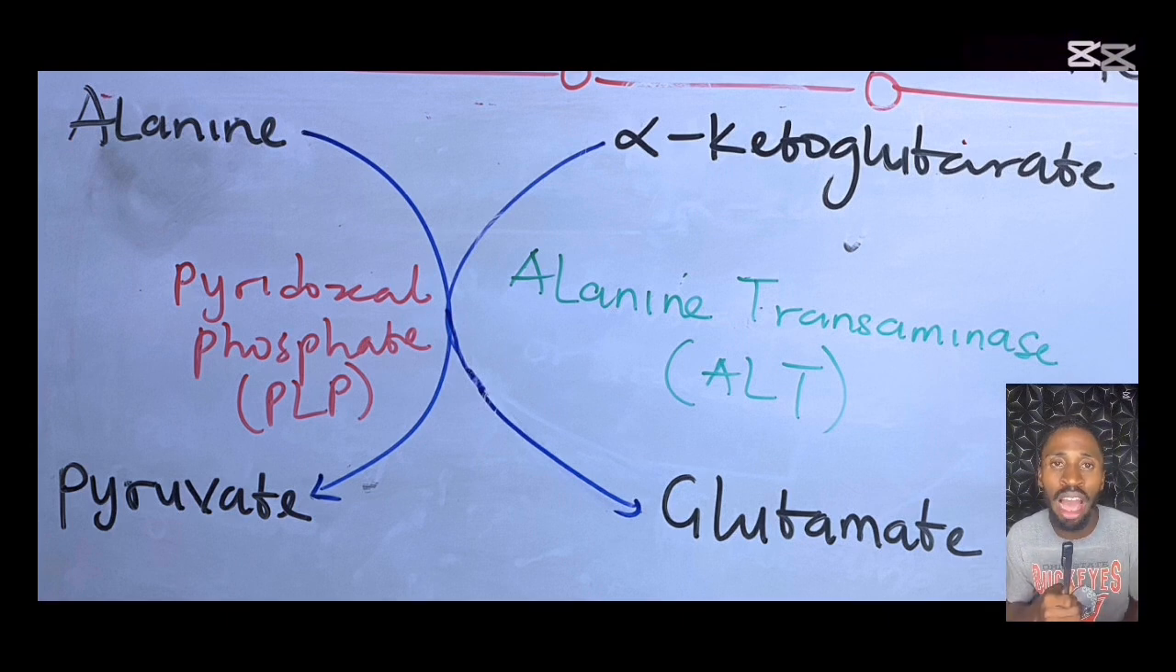So if the amino group from alanine is transferred to alpha ketoglutarate, which is the acceptor of the amino group, it will form glutamate, while the alanine will form pyruvate. So the enzyme is alanine aminotransferase or alanine transaminase. So that is very simple.